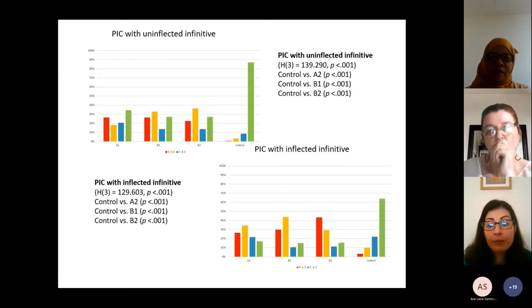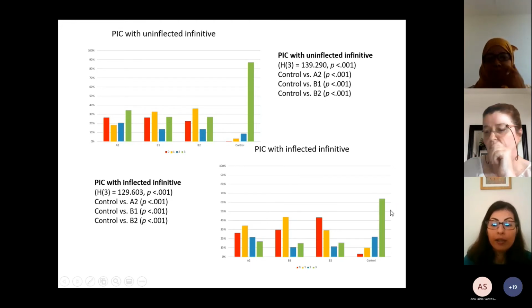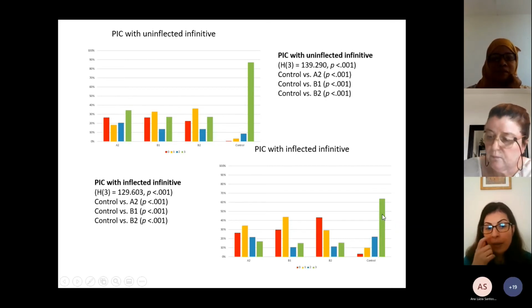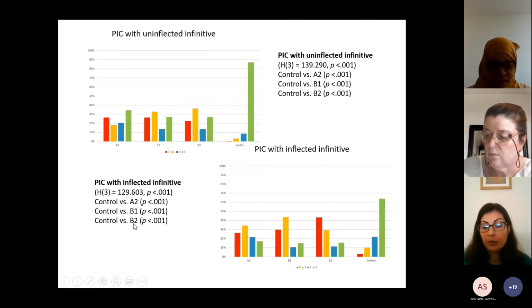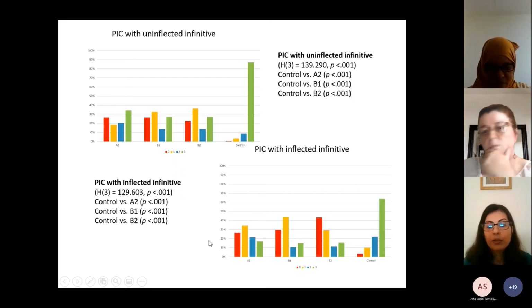Regarding the PIC with an inflected infinitive, we also find a similar contrast between the control group and the Spanish speakers group, although the acceptance rates, even in the control group, are a little bit lower. Still, we find significant differences between the control group and the A2, B1, and B2 groups. So these results give us the first clue towards the difficulty of Spanish speakers learning Portuguese to acquire this structure.